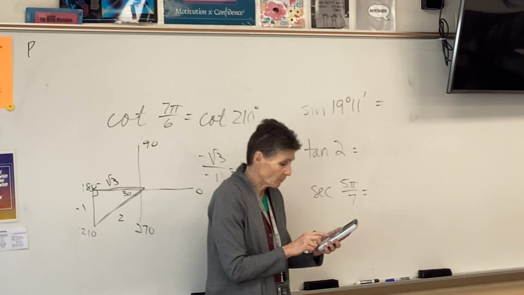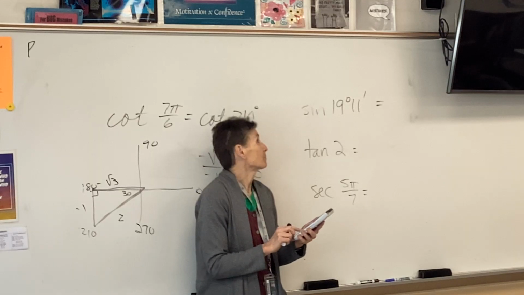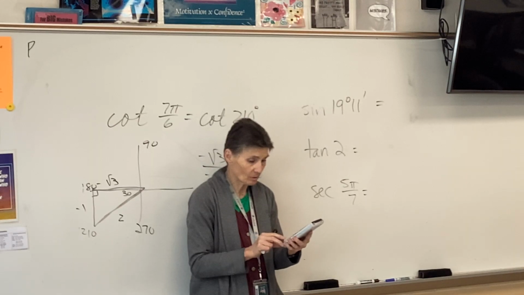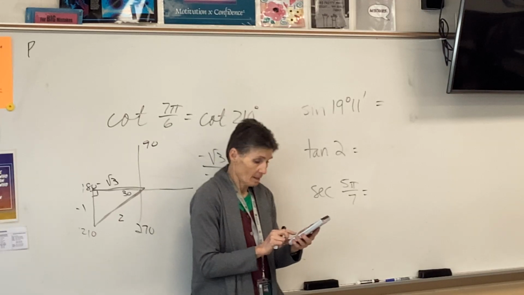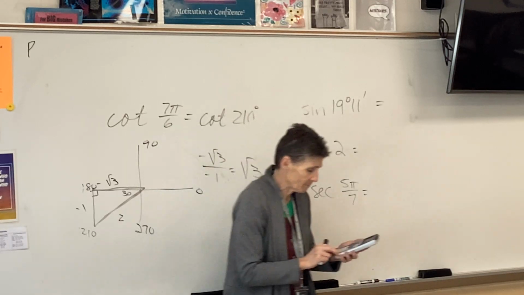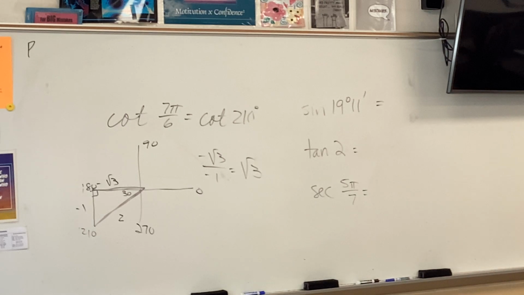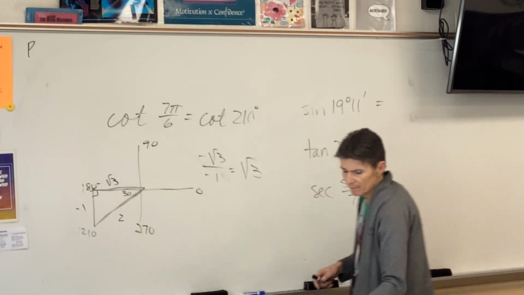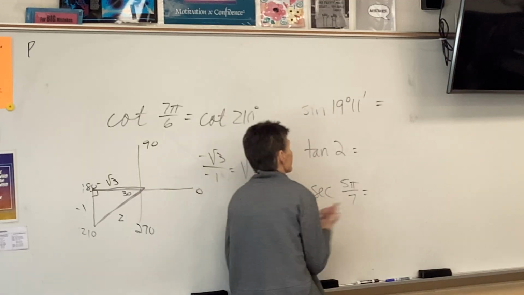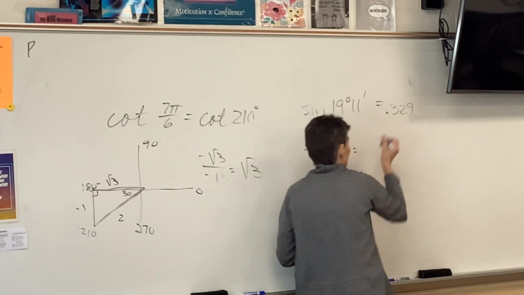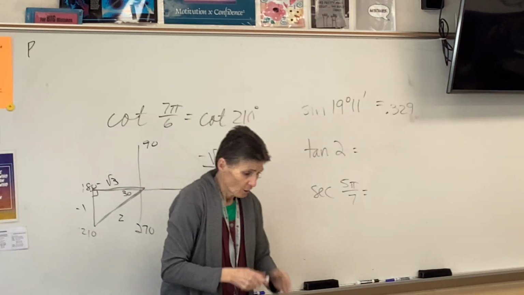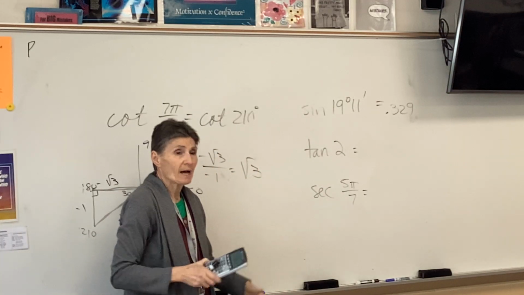So how do I type, or what do I type? Sine 19 second angle degree, 11 second angle minute. And what did you come up with? 0. What am I rounding to, does it say? It does not say, so we'll go to the 1,000. So it's 0.329? Okay. And we got it?